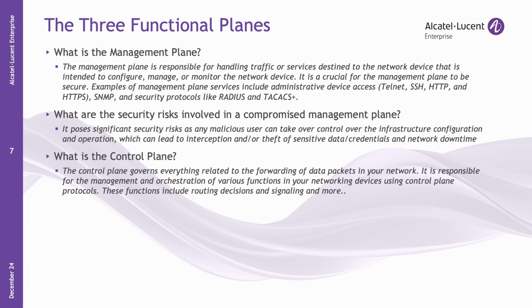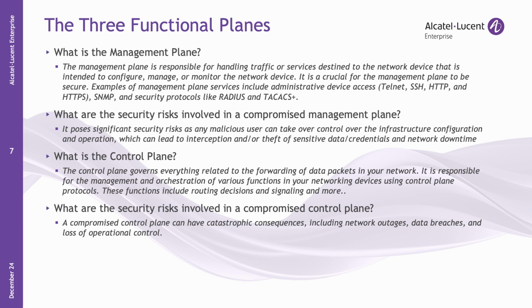The second plane is the control plane. The control plane is the functional layer that controls or governs everything related to the forwarding of packets in your network. Examples of control plane protocols include the routing protocols like OSPF, BGP, and so on. If the control plane is compromised, it can have serious negative consequences for your network, including loss of operational control and data breaches.